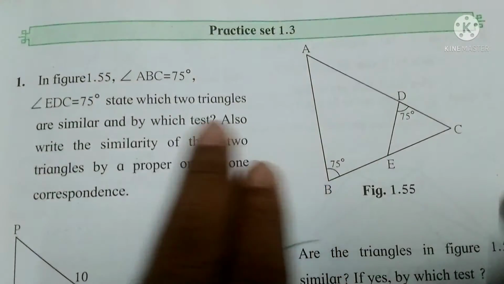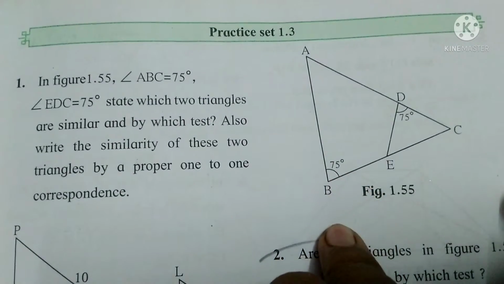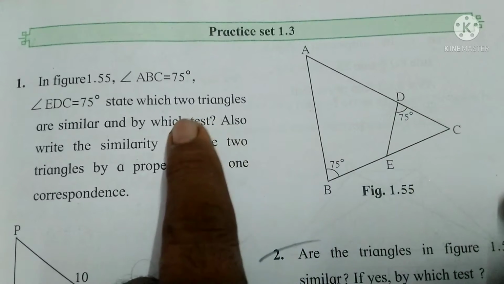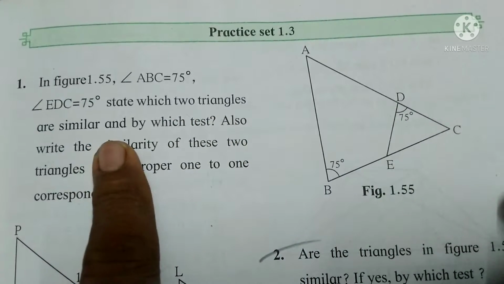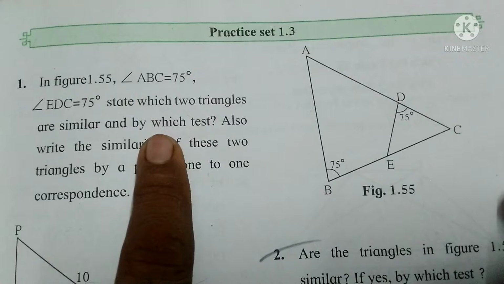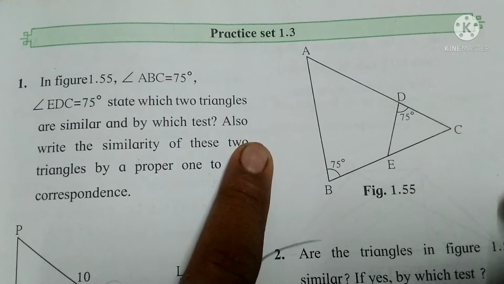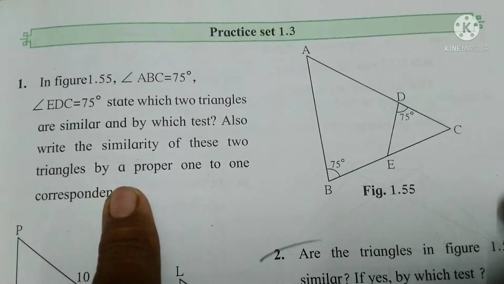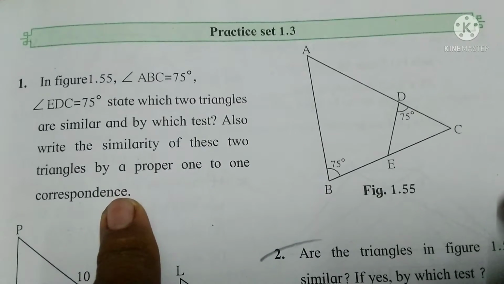In the figure, angle ABC is given as 75 and angle EDC is also given as 75. State which two triangles are similar and by which test. Also write the similarity of these two triangles by proper one-to-one correspondence.